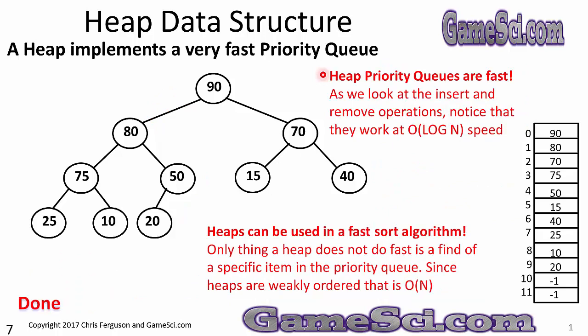Heap priority queues are fast. As we look at the insert and remove operations, notice how they work at order of log n speed. Heap binary trees are always balanced. They always perform at order log n speed. Heaps can also be used in a very fast sort algorithm. The only thing a heap does not do fast is a find of a specific item in the priority queue. Since heaps are weakly ordered, a find is order of n. If I wanted to find the item 10 in this priority queue, I'd start at position 0 and scan the whole thing until I find item 10.